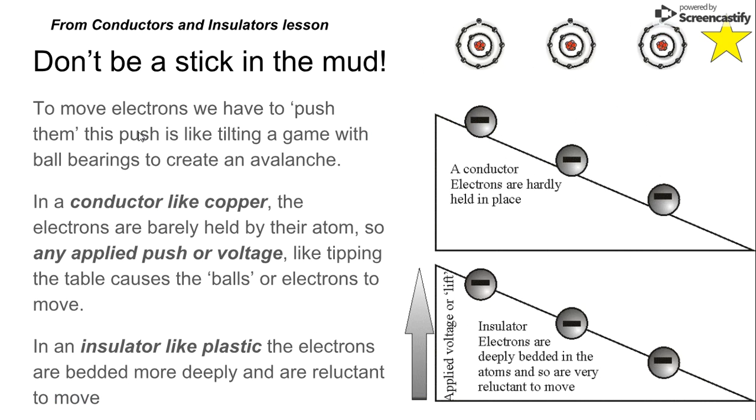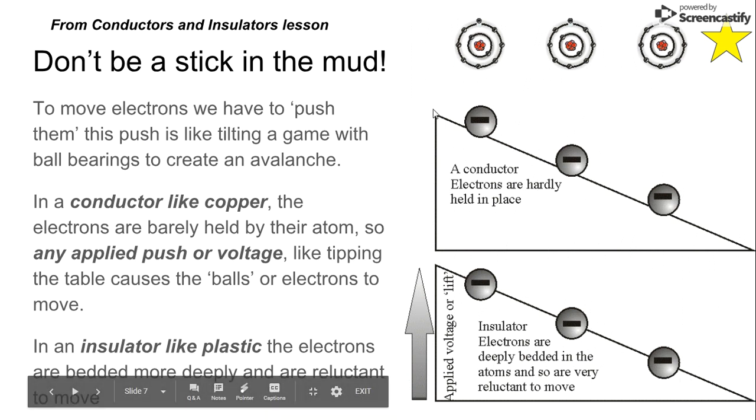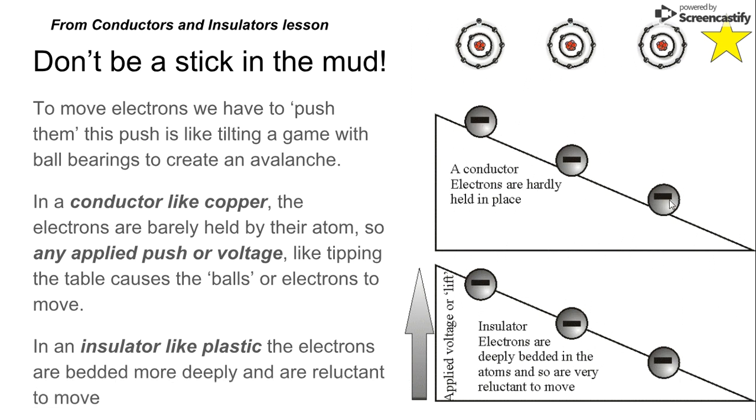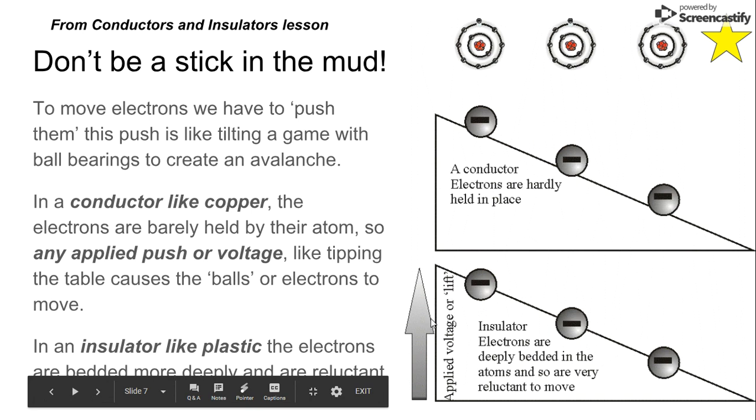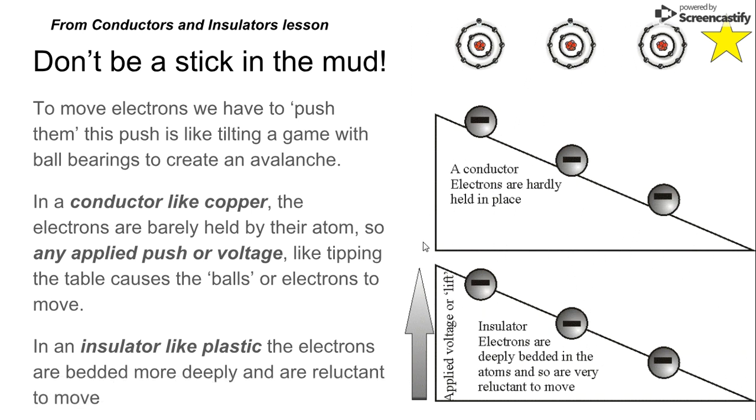So in conductors and insulators, we talked about this, that in an insulator, the electrons are stuck down, and in a conductor, they're not stuck down. So the voltage is this lift. So this is the conductor and insulator slideshow. We have this lifting action, which is our voltage.